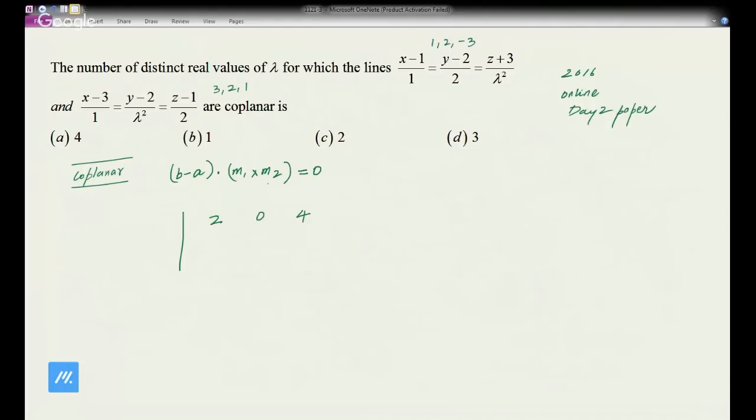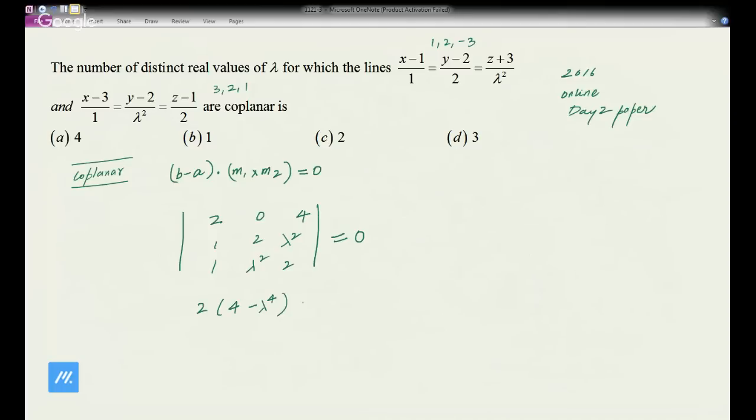B minus A. Okay. M1, let's say is 1, 2, lambda square, and M2 is 1, lambda square, 2. This should be 0. You just need to solve this. Different values of lambda that you will get will give you the answer. Okay, so we just go on and calculate. Some people are giving me the answers. Let's see what are the answers that you will get.